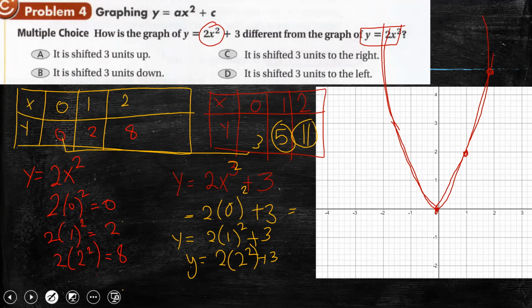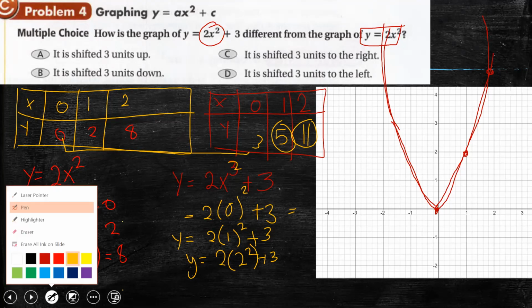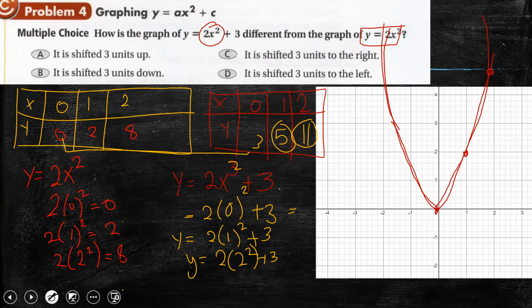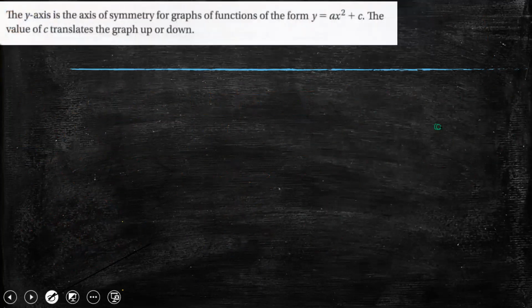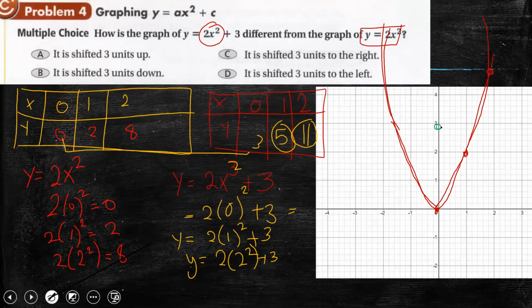Then after that, let's now plug them here. 0, 3. Zero, 3 is my first point. Then 1, 5. It must be here. And 2, 11. It will be here.